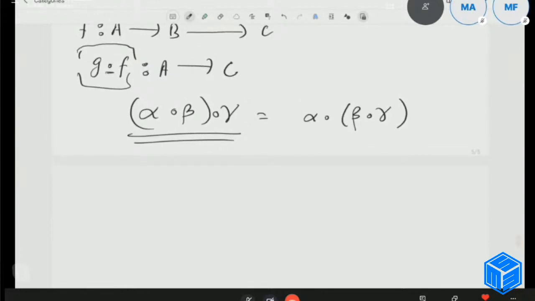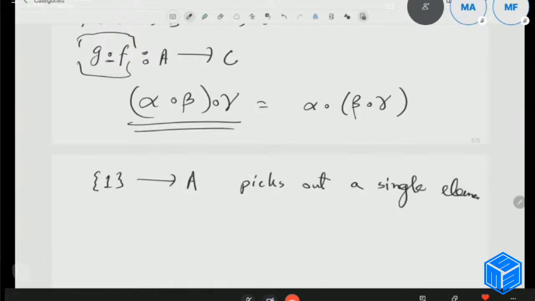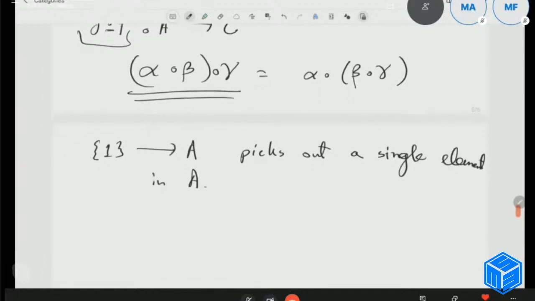And then sometimes, but not all the time, you have these inverse functions. And when you want to pick out elements in something, you can always have this single element set. If you have a function from this into some set A, it picks out a single element in A. So even the idea of elements inside sets is completely captured by functions. I find that pretty cool.